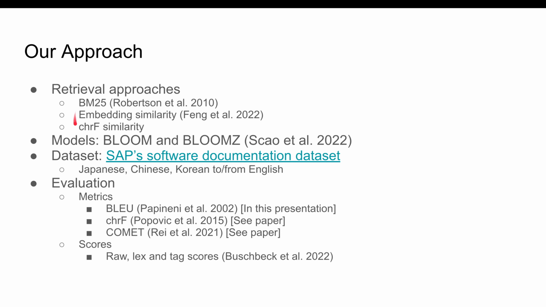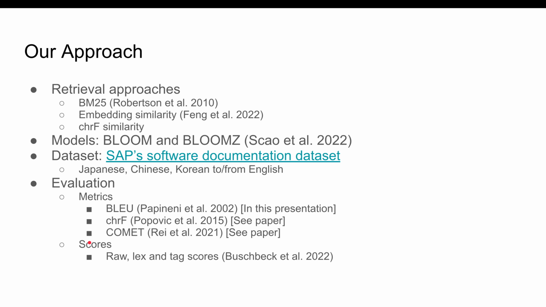The models that we used are the BLOOM and BLOOMZ 7 billion parameter models, and we also perform an ablation against the 176 billion BLOOM model. The data set that we use is SAP's software documentation data set, where we focus on Japanese, Chinese, and Korean translation to and from English. As for evaluation, we use BLEU, chrF, and COMET metrics. In this presentation, I will only talk about BLEU scores, but the other metrics are highly correlated.